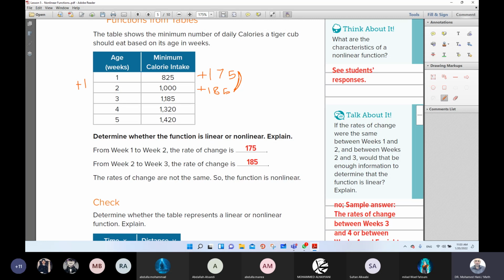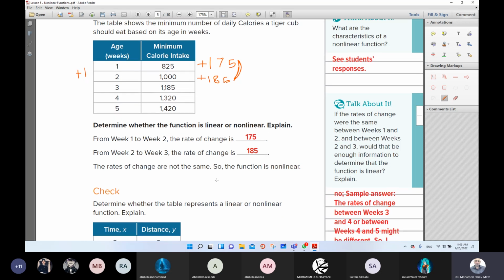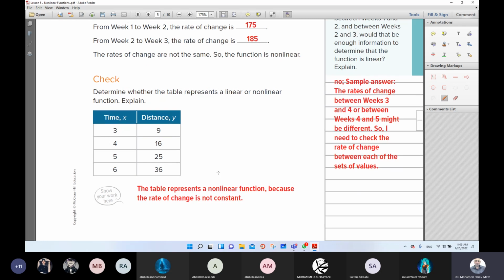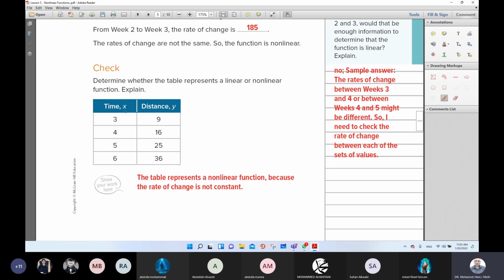Explain. From week 1 to week 2, the rate of change is 175. And from week 2 to week 3, the rate of change will be 185. So the rates of change are not the same. So the function is non-linear. In this example, determine whether the table represents a linear or non-linear function.